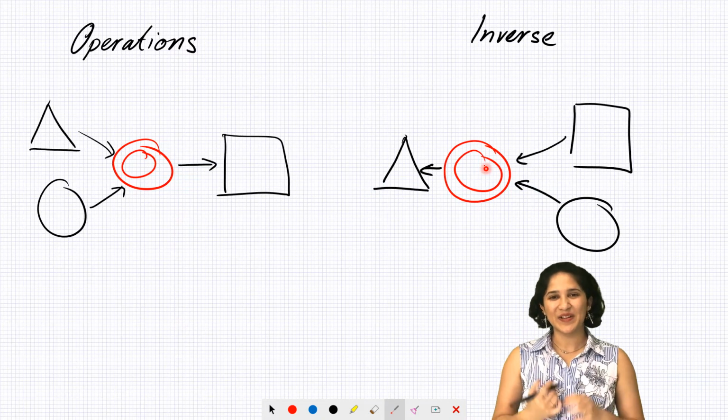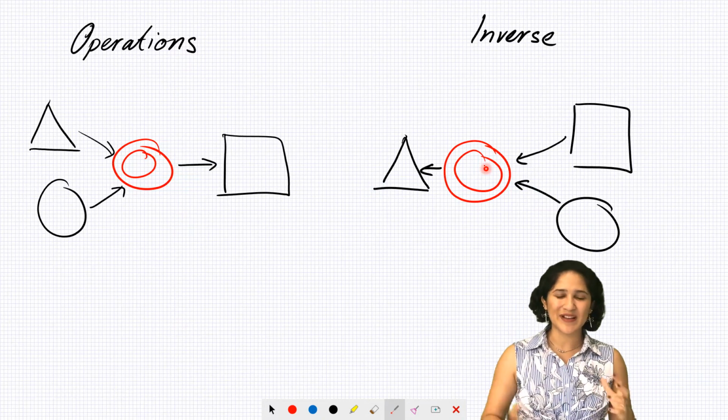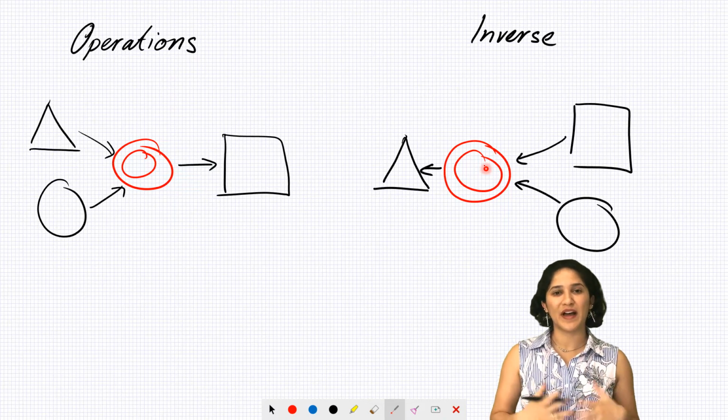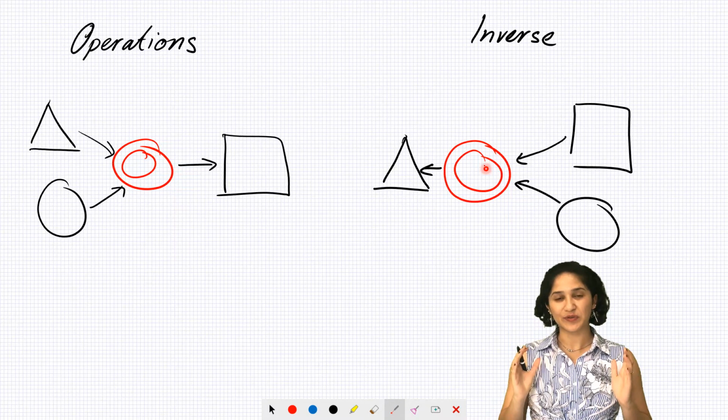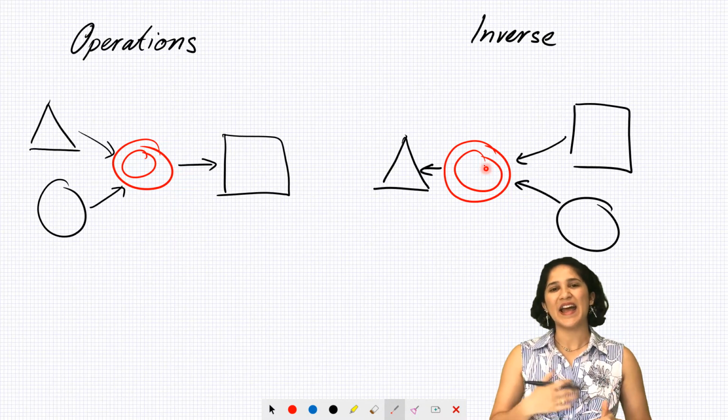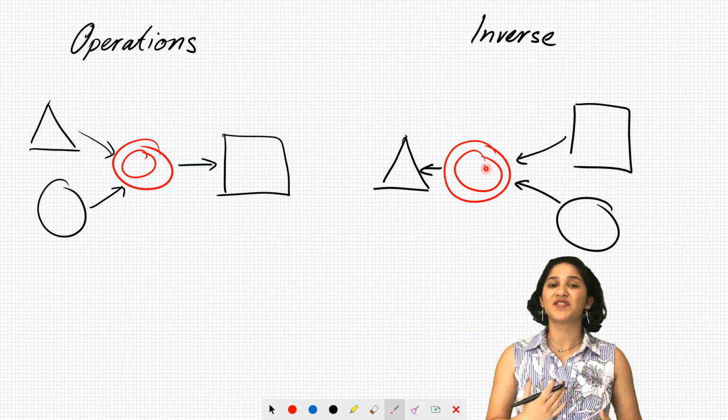All right, so that was just a quick one to kind of refresh what you know about operations and inverses. And in the next video, we'll get into order of operations and how to actually use the inverses to solve equations.